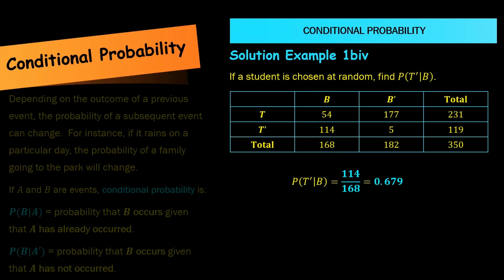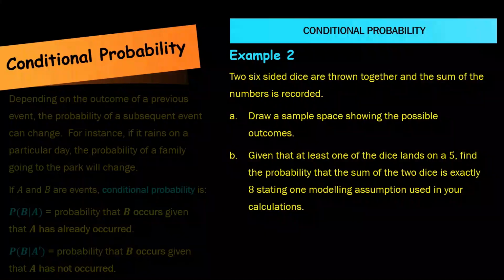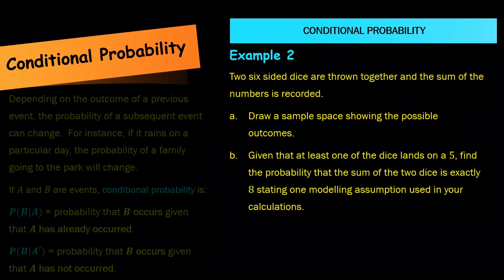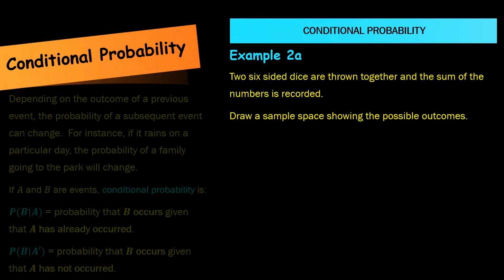And now for another example, pause the video and have a go. Press play when you're ready to view the solution. Let's take a look at part A first. Two six-sided dice are thrown together and the sum of the numbers is recorded. Draw a sample space showing the possible outcomes.